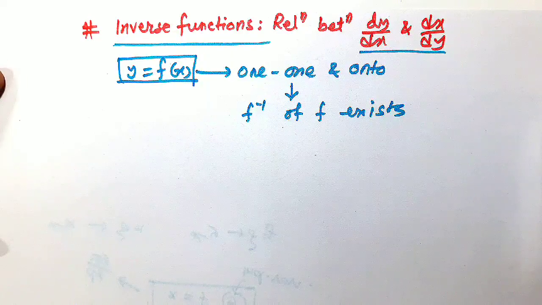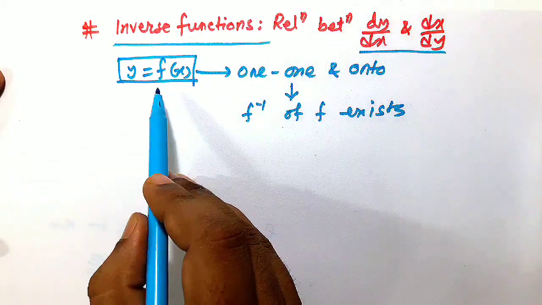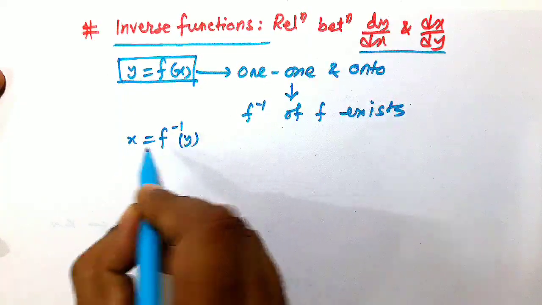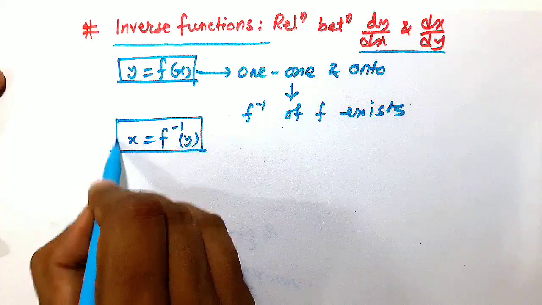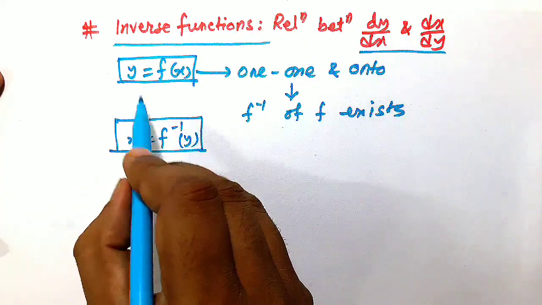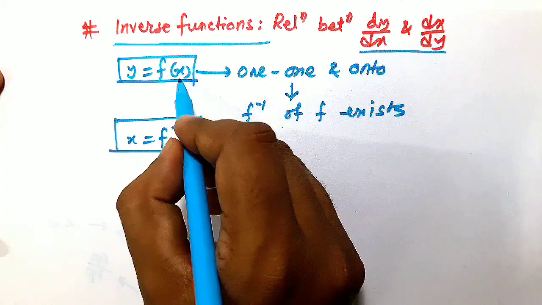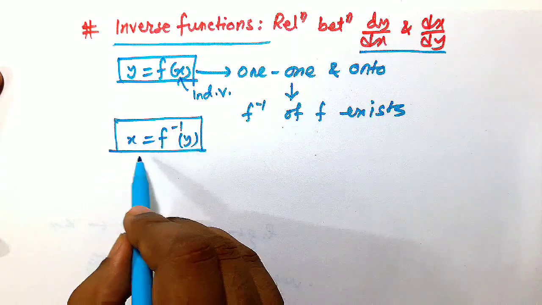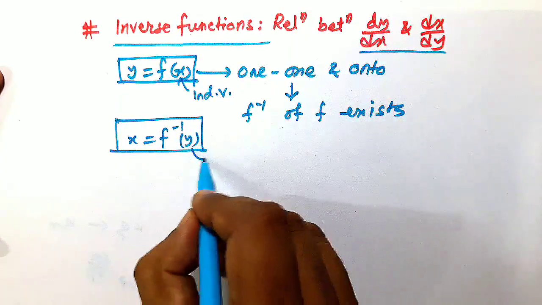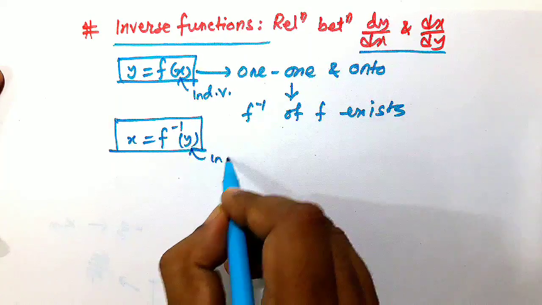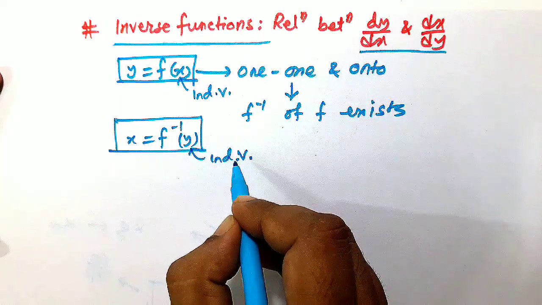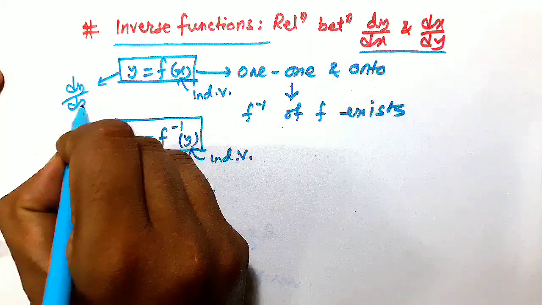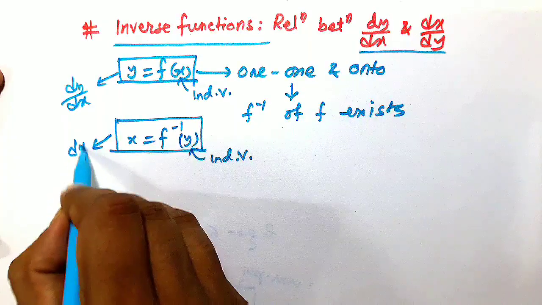When solved for x, the relation y = f(x) can be written as x = f inverse of y. Okay, x = f inverse of y. In the relation y = f(x), x is regarded as the independent variable, and in the relation x = f inverse of y, y is considered as the independent variable. Okay, now by differentiation we get dy/dx from this one, and from this one we shall get dx/dy.